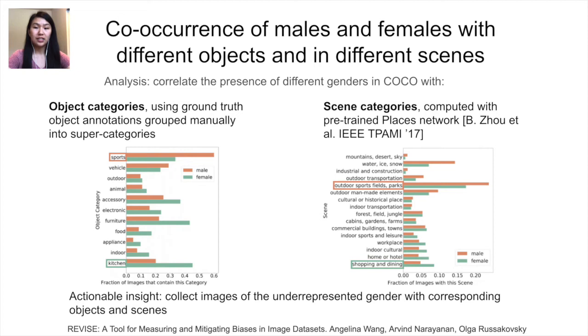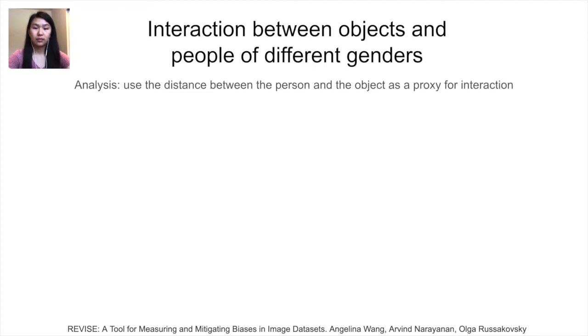One possible action to take at the dataset level in response to the discovery of these patterns could include collecting more images of each gender with their underrepresented objects and in their underrepresented scenes to create a more evenly distributed dataset in this regard. The next thing we will look at is the interaction between objects and people of different genders.